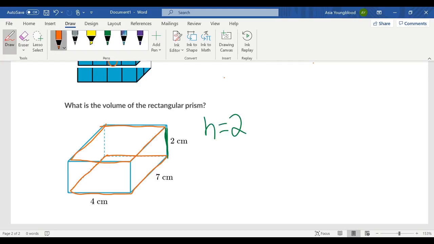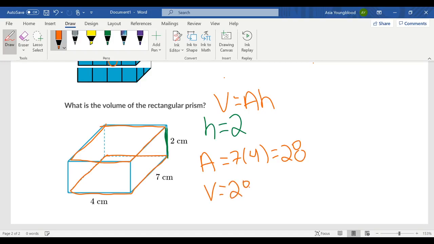And remember to find the volume, if we want to find the volume, we're doing the area times the height. So the height is 2. Now we need to find the area of our base. Well, we're doing rectangular prisms, so that makes our lives a little easy. All you do to find the area of a rectangle is multiply the base times the height. So the area is going to be 7 times 4, which gets us 28. So our volume is going to be our area, 28 times 2, which is 56.